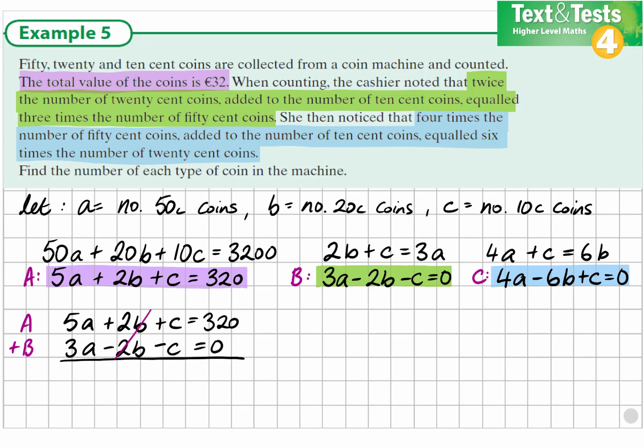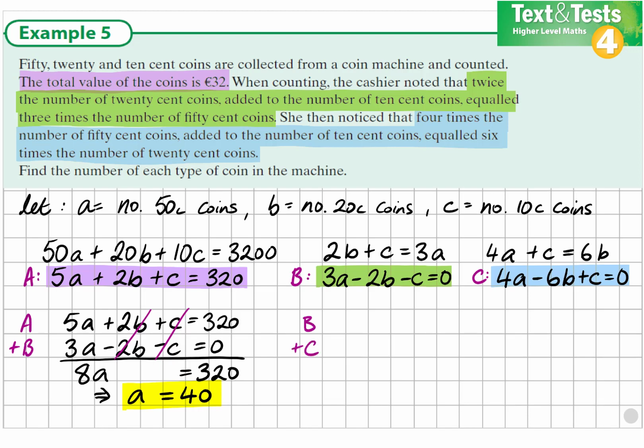We see that we have a plus C and a minus C, so the C's cancel out. But we also have the B's cancelling out here. We have a 2B minus 2B, and this is really useful. So we have an equation that 8A is equal to 320, giving us that A is equal to 320 divided by 8, which is 40. So the number of 50-cent coins is 40.